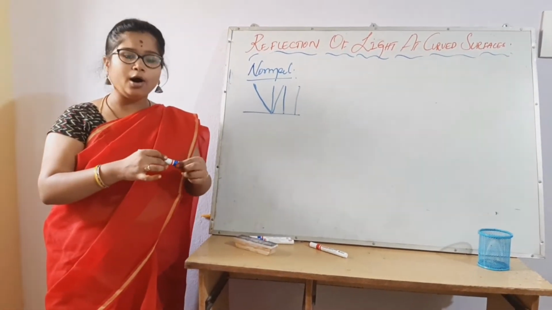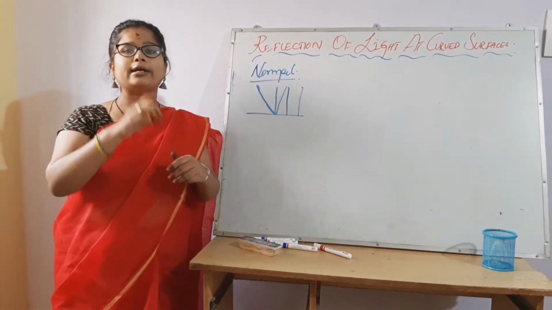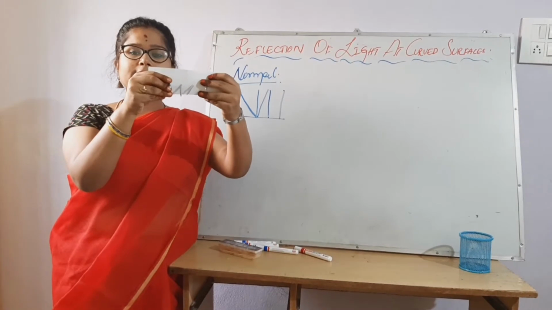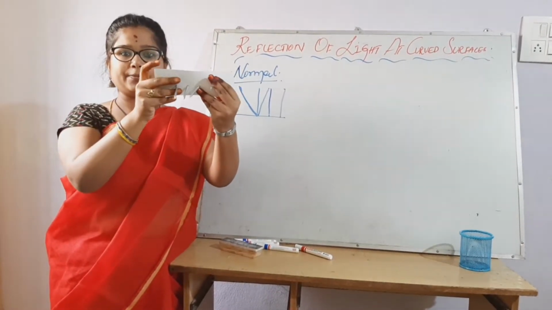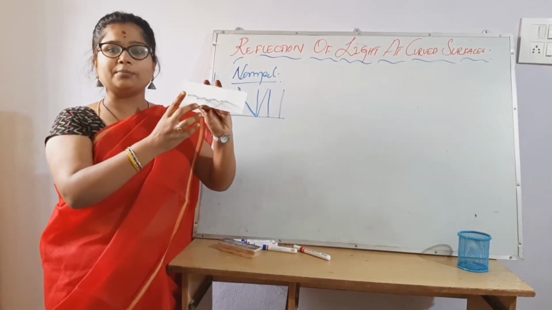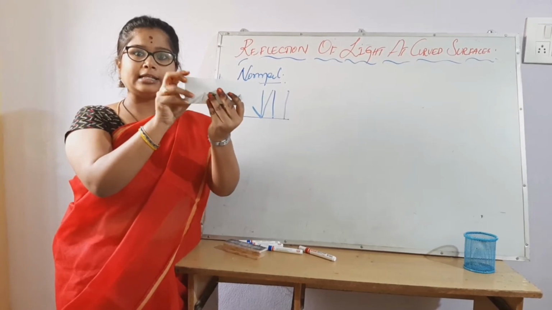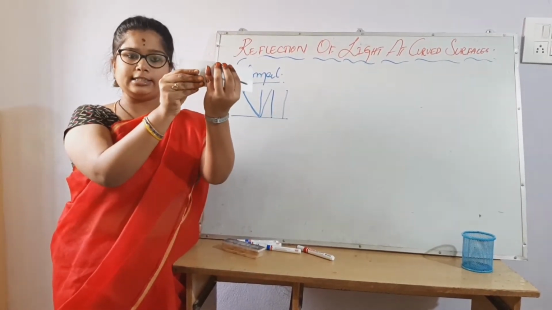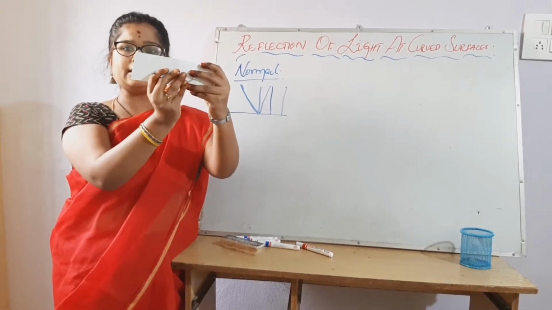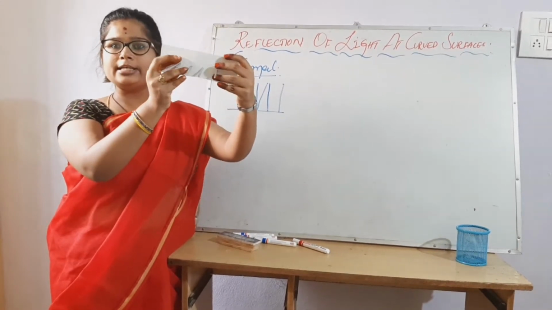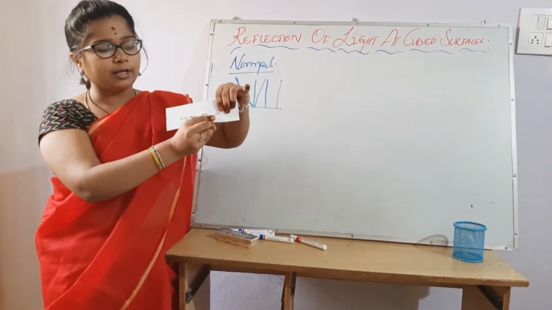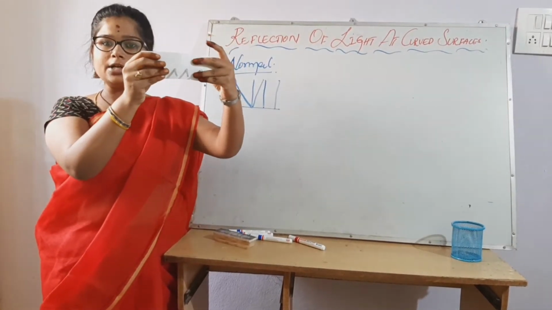I want to show you a small experiment to give you a clear idea about the normal. Think this is a plane mirror, and these are the normals. Forget about all this and see this. This is perpendicular to this, and this is perpendicular to this. At this point, this is a normal to the surface. At this point, this is a normal. At this point, this is a normal. Yes or no? Yes.